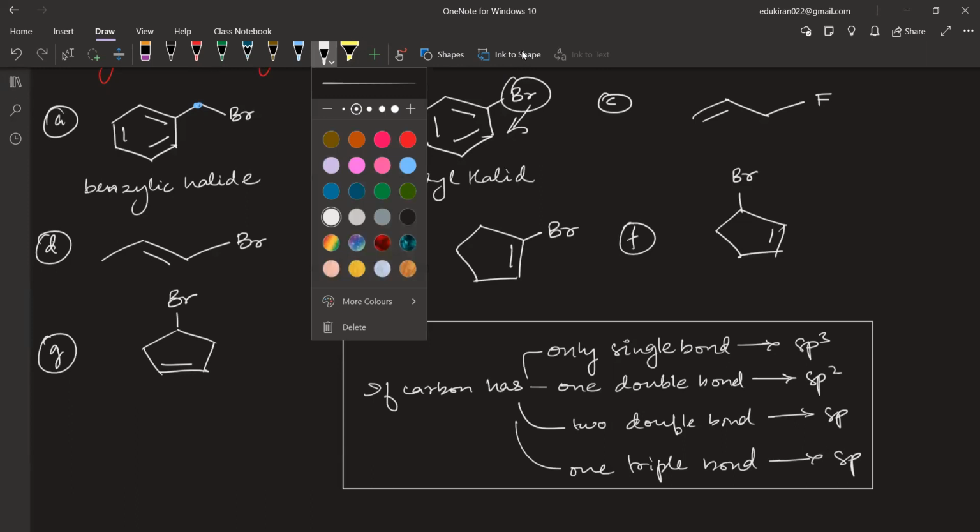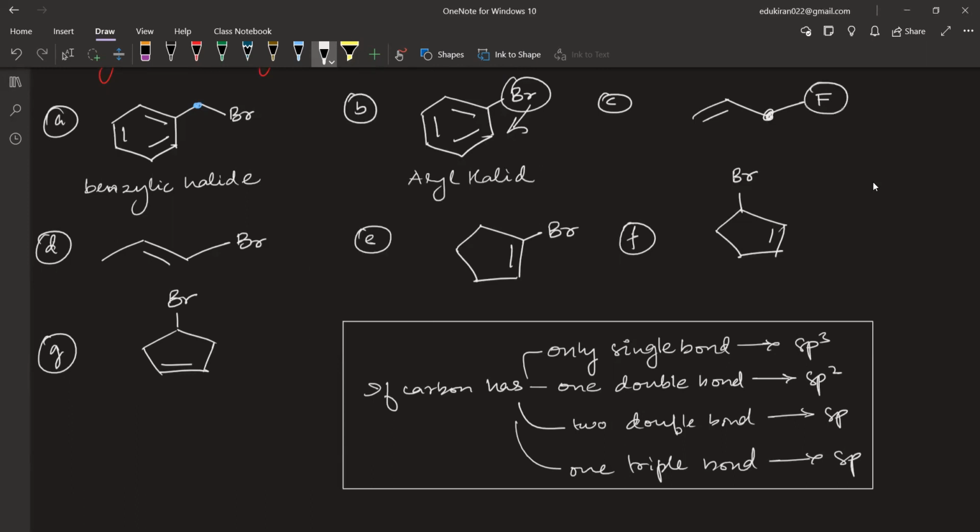Now you tell me here. This is the halogen. It is connected to this carbon. This carbon is what, sp2 or sp3? Fahad, answer in chat. All of you, please tell me. sp3 or sp2? All of you agree? It is sp3? Yes, sir. Okay. Very good.